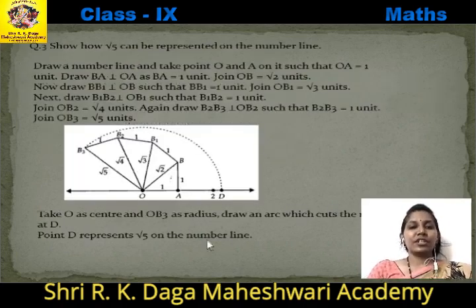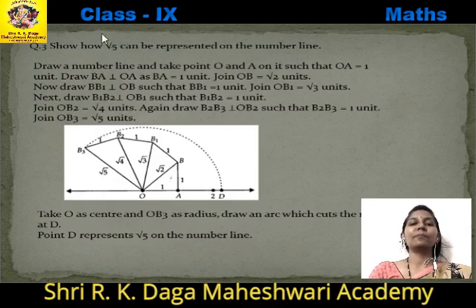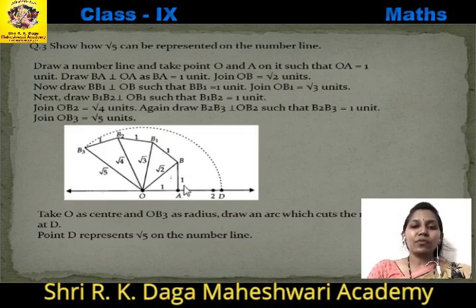Now the next question is: show how root 5 can be represented on the number line. In this question you have to represent under root 5 on the number line. So first we will draw a number line, then take 2 points O and A on it such that OA is equal to unit length, that is 1 unit. Now we will draw a perpendicular AB on OA such that AB is equal to 1 unit.